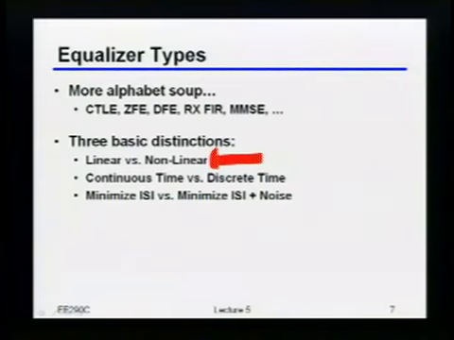The final one, which maybe you've heard of a little bit before, but will turn out to actually interact with this first thing, is just whether or not your equalizer is built purely to minimize the inter-symbol interference, or the ISI, versus you actually try and minimize some combination of the inter-symbol interference and the noise. Okay? And again, we'll see what the issues are there in a couple of slides.